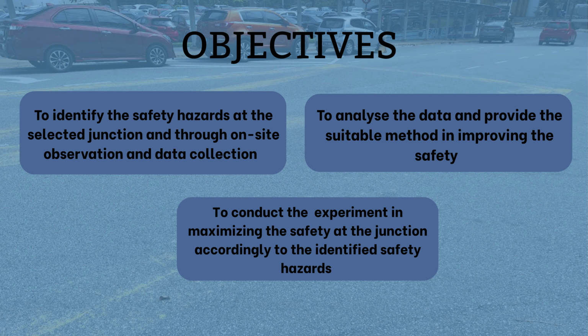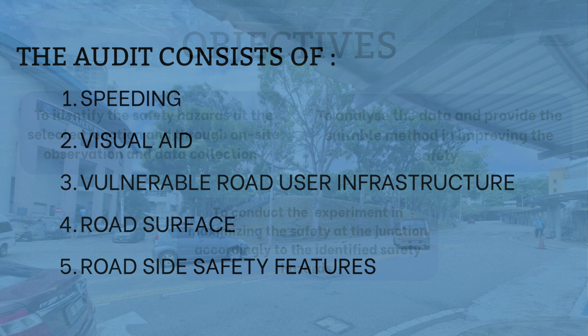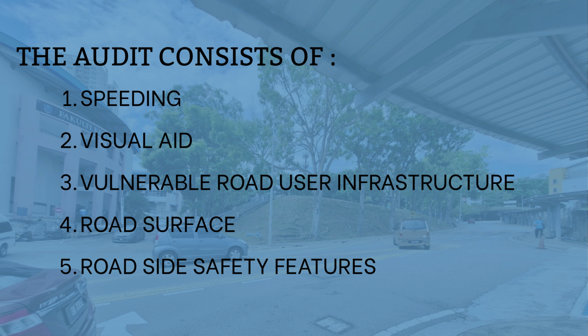The objective of the road safety audit is to identify the safety hazards at the selected junction through on-site observation and data collection. Furthermore, it is to analyze the data and provide suitable methods for improving safety. And lastly, to conduct the experiment in maximizing the safety at the junction according to the identified safety hazards. The audit consists of speeding, visual aid, vulnerable road user infrastructure, road surface, and roadside safety features.